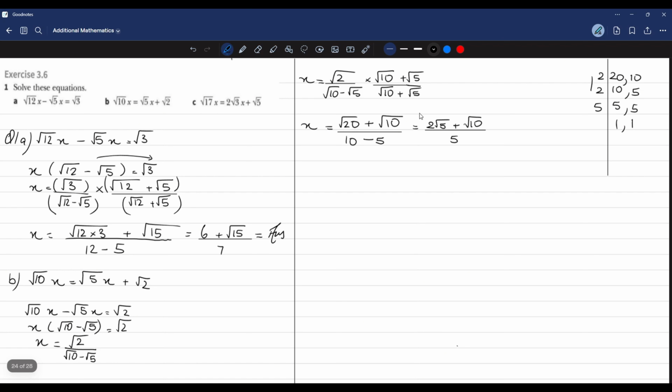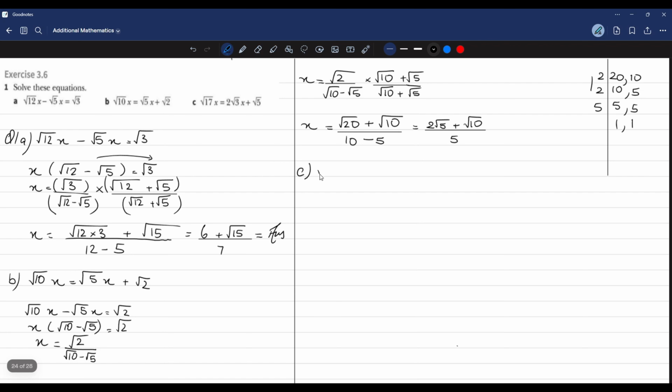Before we go forward, let me open the answer sheet and check if the answer is correct or not. It's really essential that you watch the answers along with recording the lectures, because you never know what might go wrong. We are on exercise 3.6, question number 1, part B: under root 10 plus 2 under root 5, divided by 5. And that is correct. We have our answer.